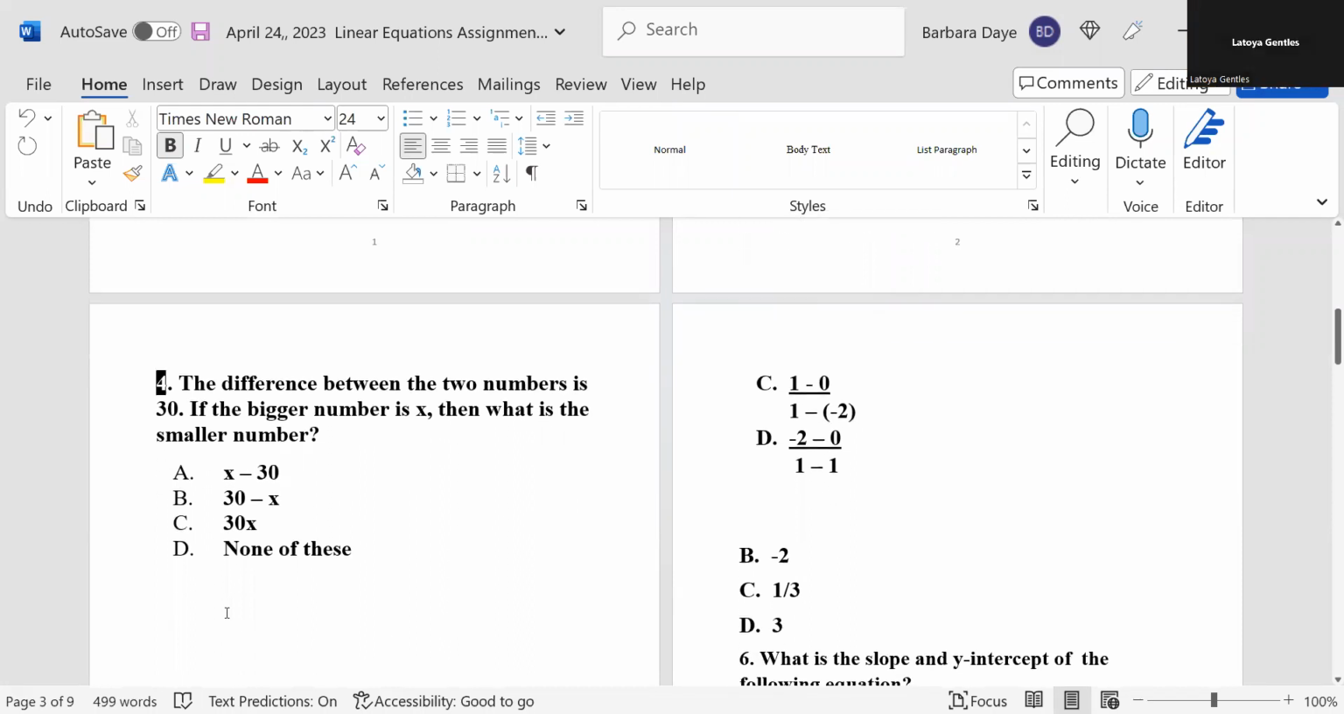The difference between the two numbers is 30. Which one did you guess? I guess this one, I said x minus 30. Okay, you guessed. Anybody figure it out?